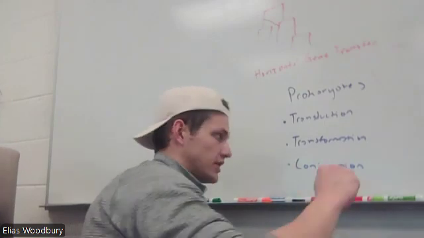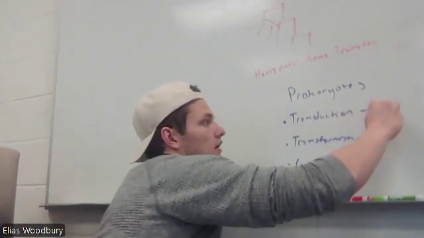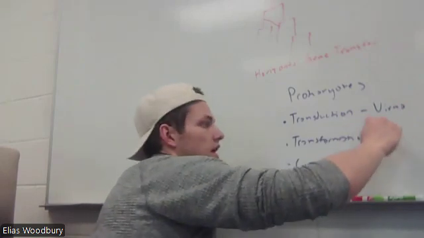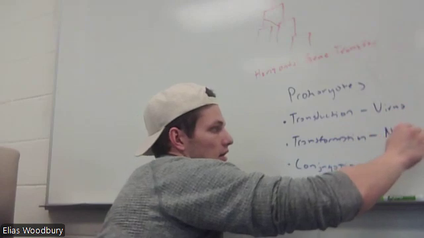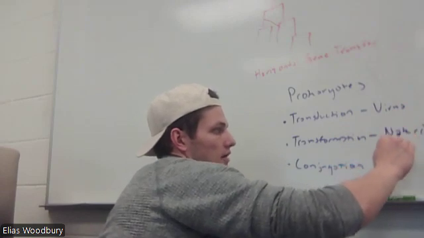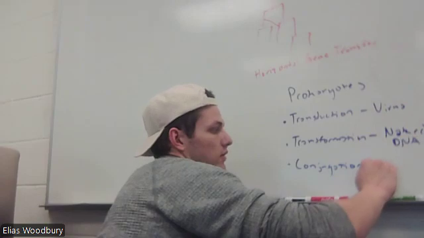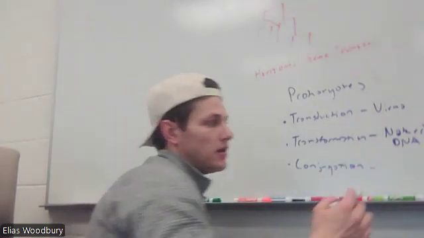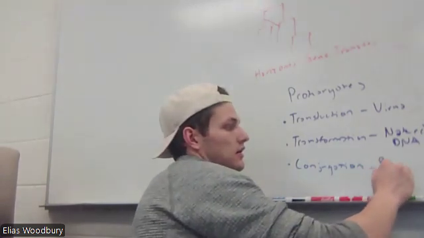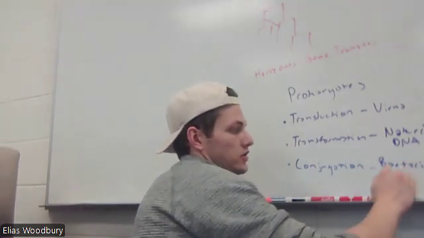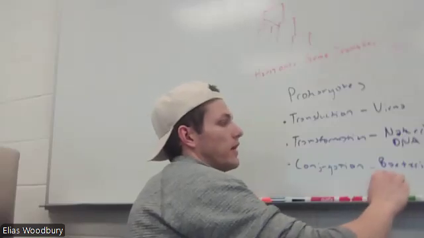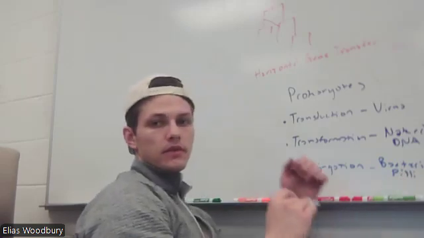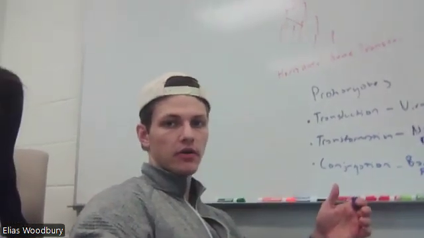So our first way with transduction is through a virus, right? Our second way with transformation is through naked DNA, right? DNA, they just stumbled upon it and then they absorb it. Our third one is going to be through conjugation, which is basically when the bacteria puts its pili in and transfers bacteria that way. So bacteria, pili. And those are the three different ways that we talk about for prokaryotes.